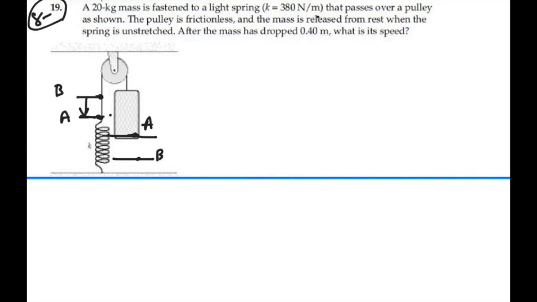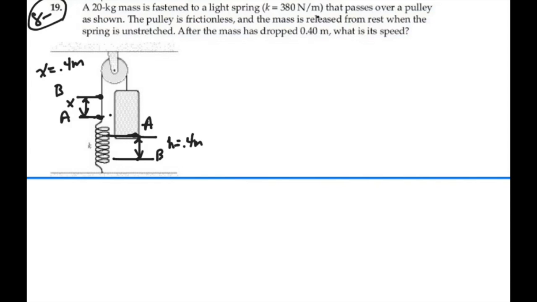So we're going to have a distance here of x, which will be the same as this height difference here between A and B over here on this side. And that x and that h is going to be 0.4 meters, 40 centimeters. So x is also equal to 0.4 meters.